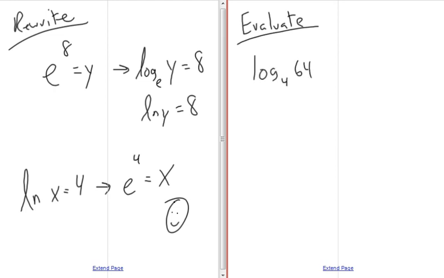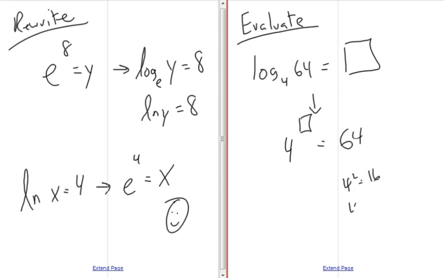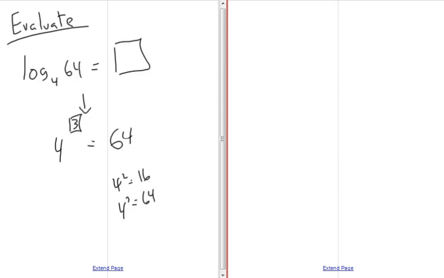All right, let's do some evaluation here. So, moving away from that natural number e for a few minutes, let's just solve some basic logarithmic equations here. So we had log base 4 of 64 equals box. The way I think about these is I normally like to convert them back to exponential form, since that's the way my mind thinks naturally. And so what this is asking is 4 to the box, so 4 to some exponent equals 64. So what is that? 4 to the first is 4, 4 squared is 16, 4 cubed is 64. There it is, 3 is the number. So log base 4 of 64 is equal to 3.